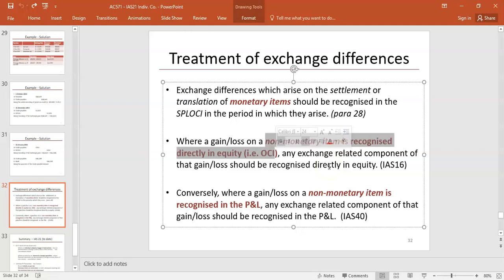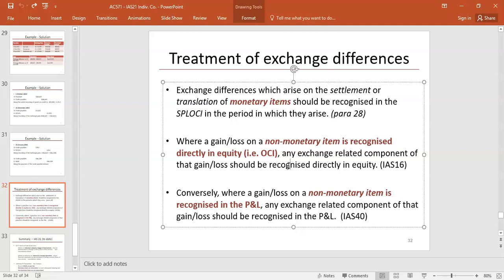It's a little thing to watch for: if you have property, plant and equipment using the revaluation model, where you're remeasuring or revaluing property, plant and equipment on a regular basis, you don't need to split out movements in exchange rates and movement in the value of the asset. You can put everything in as a single line into OCI.